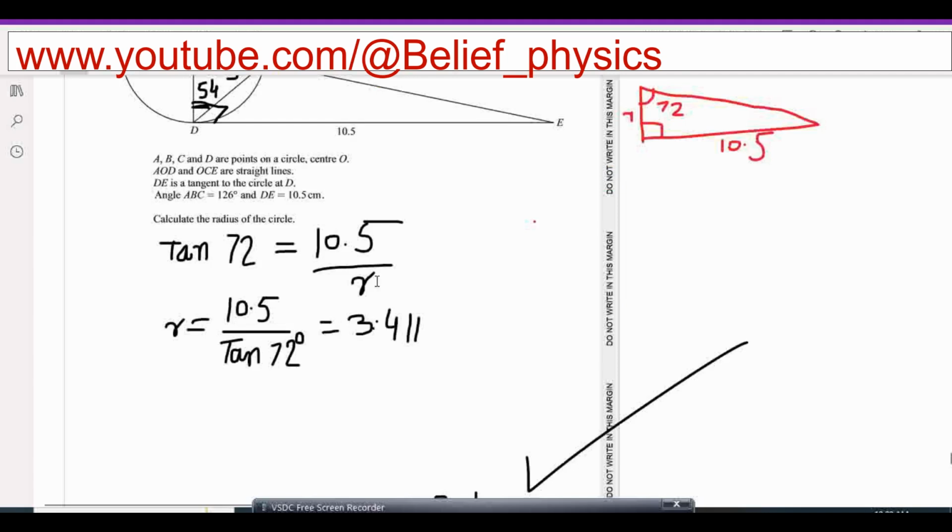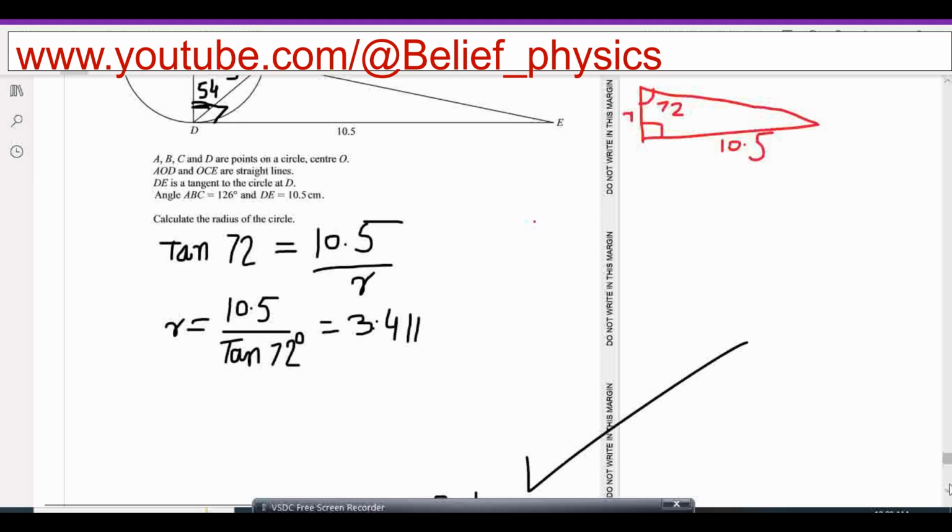So we have to find R. R is equal to, cross multiplied, 10.5 divided by tangent 72. When you use a calculator, R comes out to be 3.41. So the radius of the circle is 3.41. That's it. We have to give all the reasons to score the 5 marks.